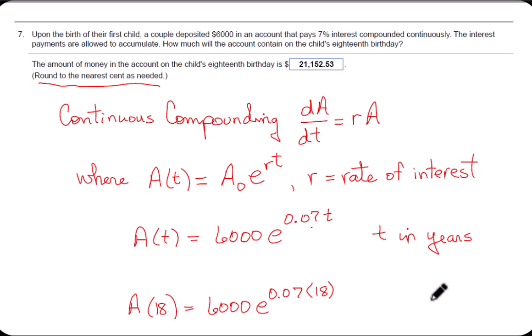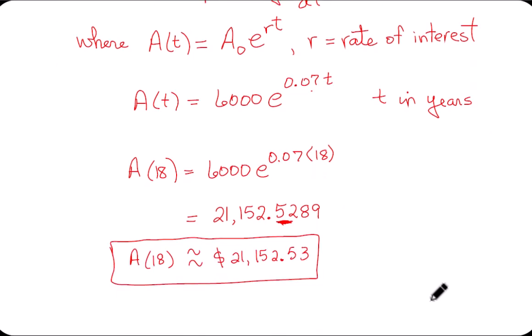So mainly just grinding away with your calculator. We've got 21,152.5289, but then you round this to the nearest cents, and so 52 becomes 53.